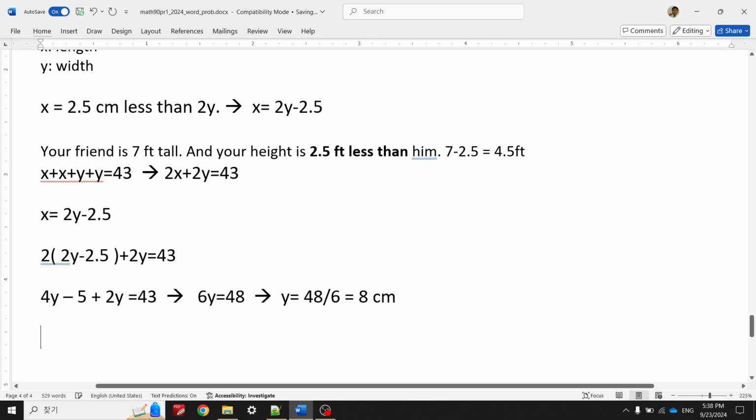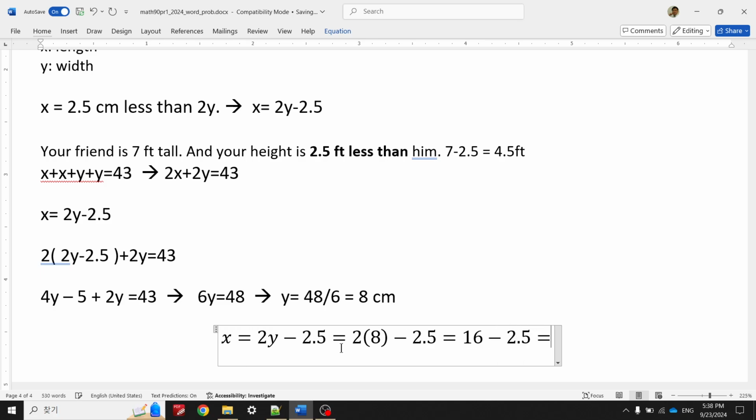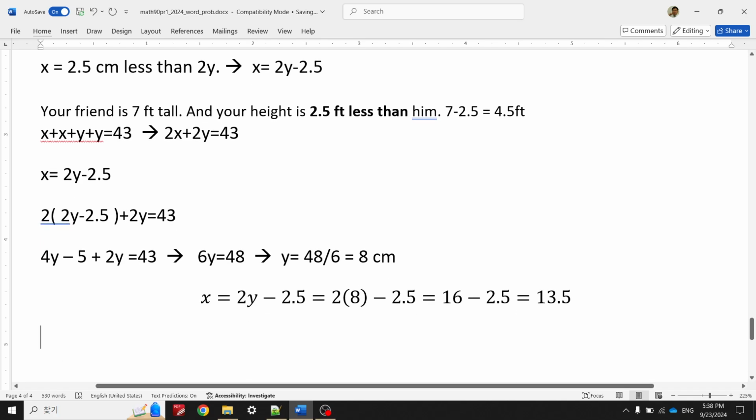Okay, then what is x? Whenever you find the value of y, then you can plug it back into the original equation. So x is equal to 2 times y minus 2.5, but since y is 8, you get 2 times 8, which is 16, minus 2.5, which is equal to 13.5. Okay, so we got x, we got y.